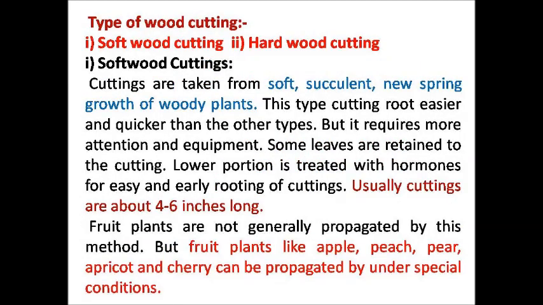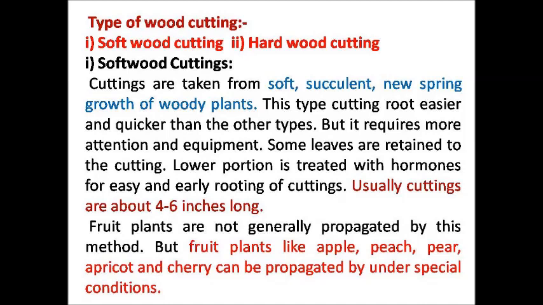Types of wood cutting: softwood cutting and hardwood cutting. First we will see softwood cuttings. Cuttings are taken from soft new spring growth of woody plants. This type of cutting roots easier and quicker than the other types, but it requires more attention and equipment. Some leaves are retained on the cuttings. The lower portion is treated with hormones for easy and early rooting of the cutting.